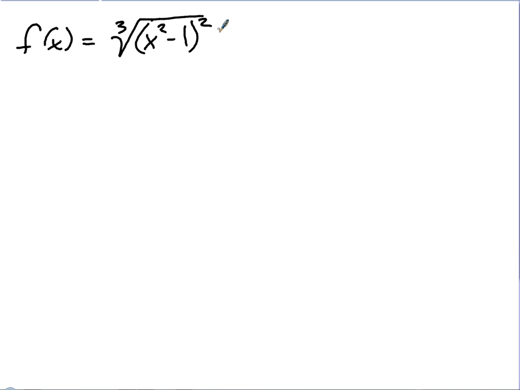Okay, good. Maybe we could make it a little shorter. We know that the nth root of a to the m, I could write as a to the m over n power, right? So maybe we could make it just 2 layers. Maybe we could write it as a 2/3 power. We could rewrite it like this.